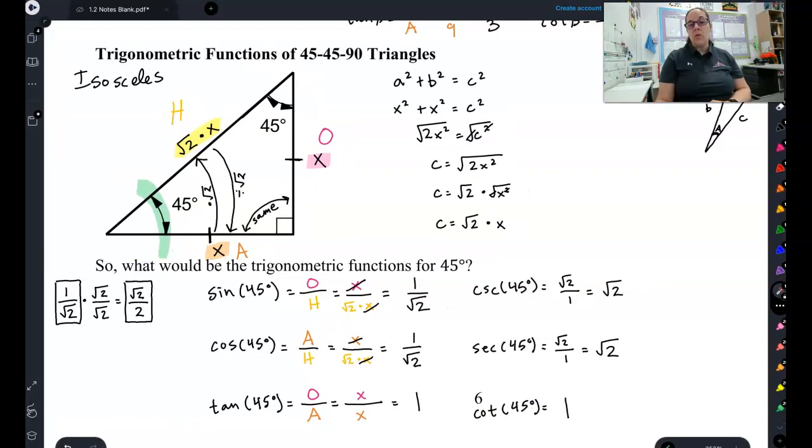So you can start to see why we talk about this pattern. It comes up a lot. It works for a lot of different triangles. The other special right triangle we talk about is a 30, 60, 90. So that's what we're going to talk about in the next video, how to find the trig ratios for that other special triangle.